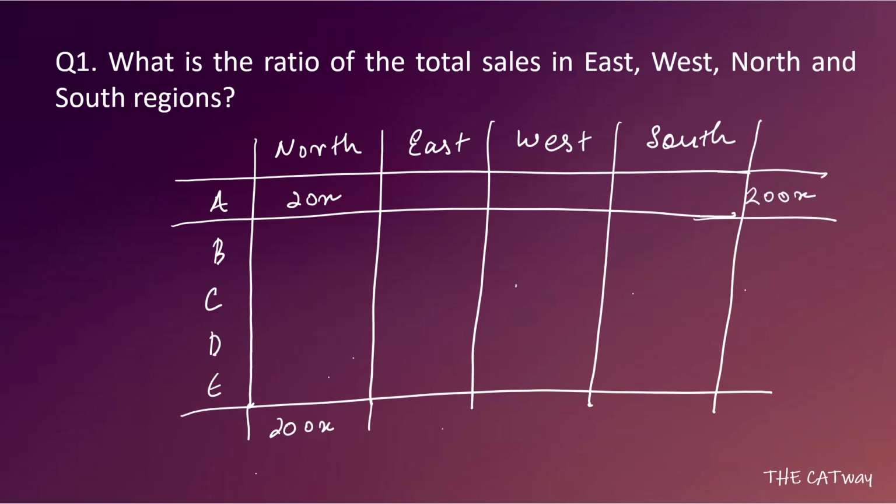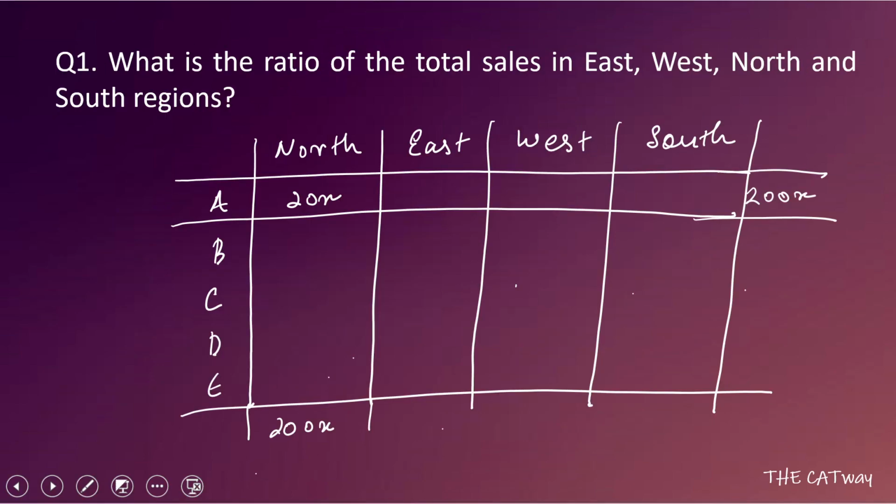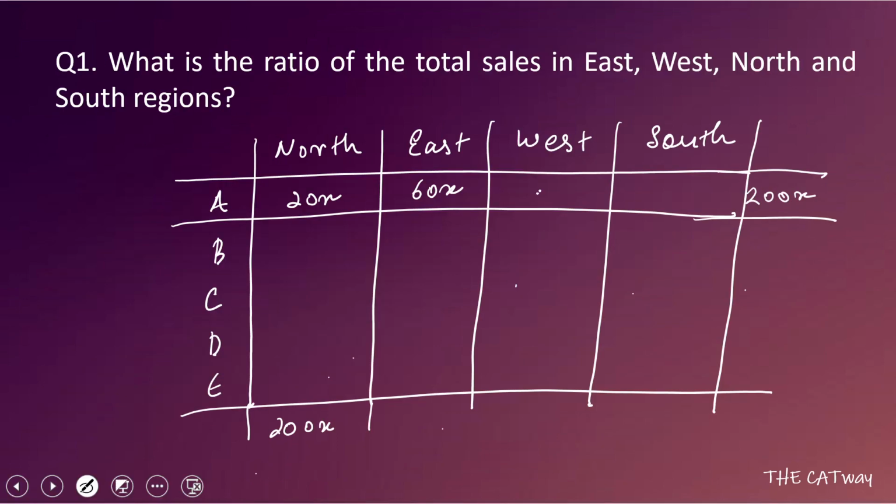Now talking about A, out of 200x, he sold 30% in East. That means he sold 60x in East. In West, how much did he sell? He sold 40% in West. That means 80x. So what will be the remaining? 80 and 60 is 140, and 20 makes 160, so 40x. That is 20% is what he sold in South.